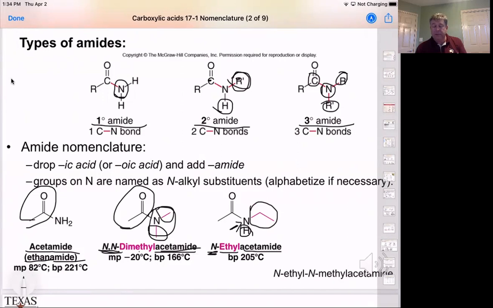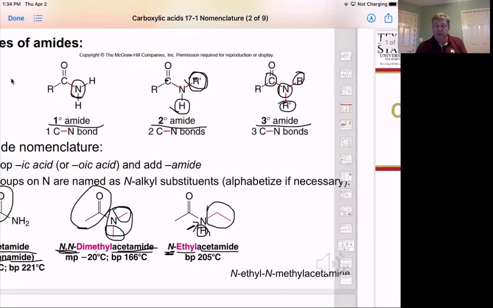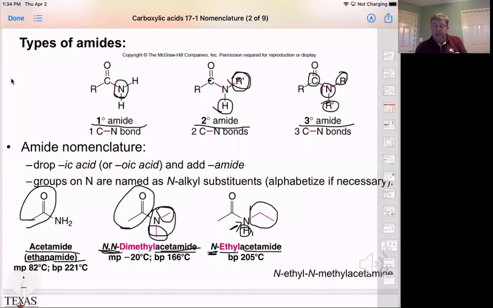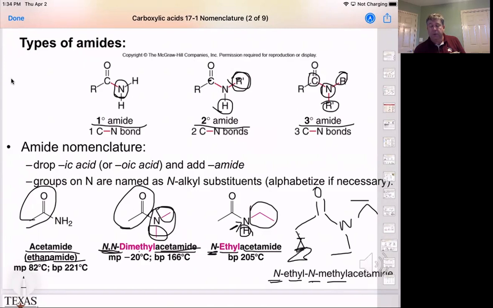Now, what if you had an unsymmetrical one here? And you had to name it such that, for example, you had this compound here with nitrogen, an ethyl group, and a methyl group. Well, you have to name both of them, and you name them in alphabetical order. So ethyl comes before methyl, therefore it's N-ethyl, N-methyl. Notice you have to put N in front of each of those to show where those groups are. If you just said ethyl acetamide, it's probably trying to think that you have that ethyl group somewhere else. So the N signifies that these are the substituents on the nitrogen.